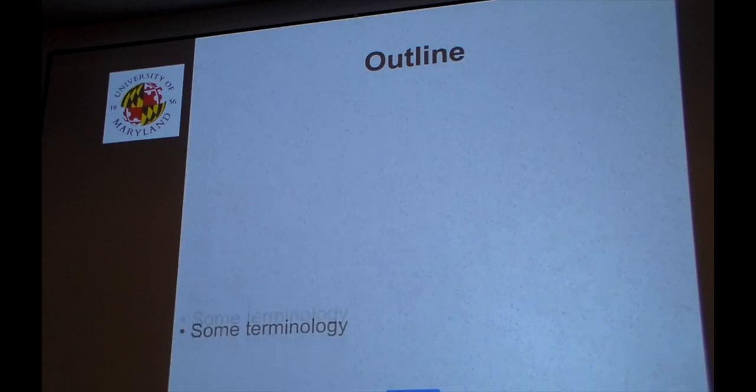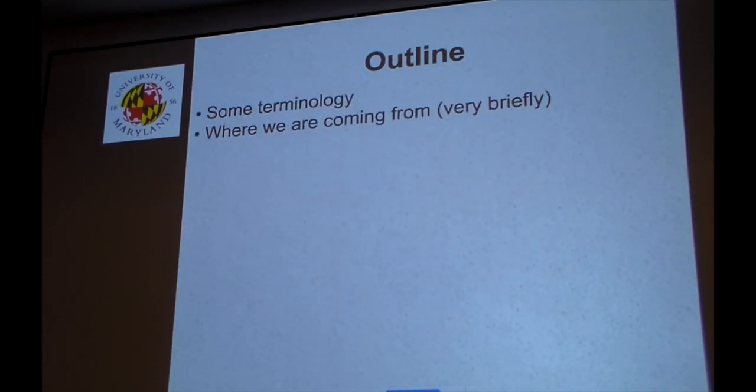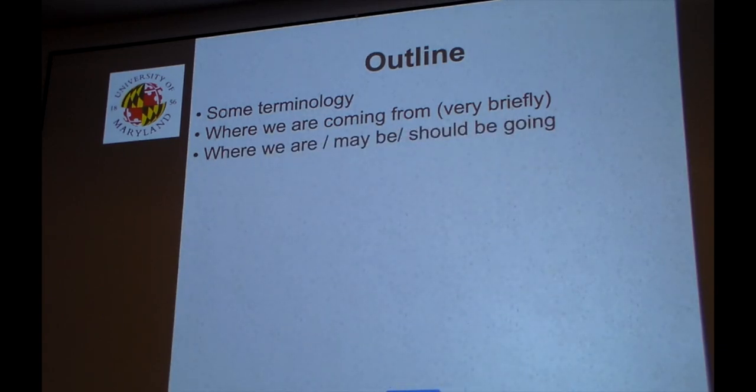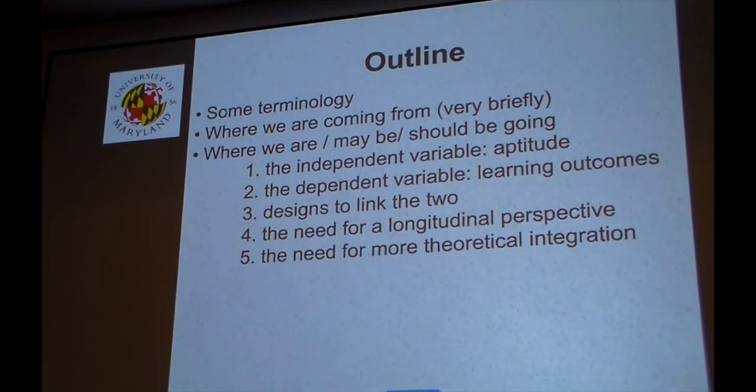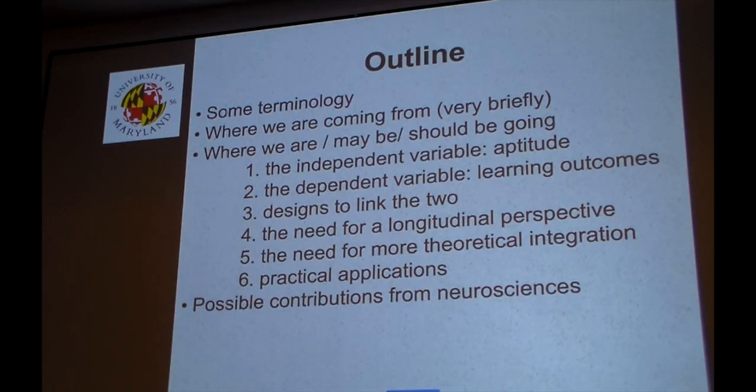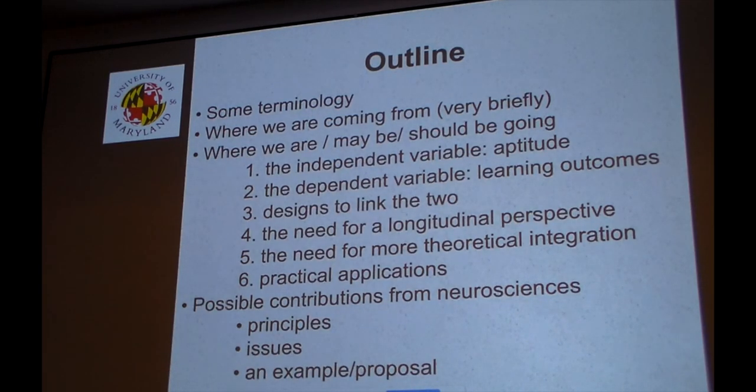So what I'm going to talk about here today is first some terminology to make sure we're on the same page. Then where we are coming from in the study of aptitude, very, very briefly, where we are and maybe should be going in aptitude research. And I will structure that as follows: independent variable, dependent variable, designs tooling the two, the need for a longitudinal perspective, the need for more theoretical integration, practical applications. I will do that very, very quickly because there's not enough time. Then possible contributions from the neurosciences, some principal stuff, some issues, and also an example or proposal for maybe what people could be working on. Okay, we'll see.